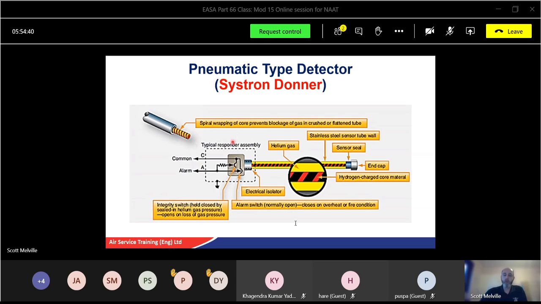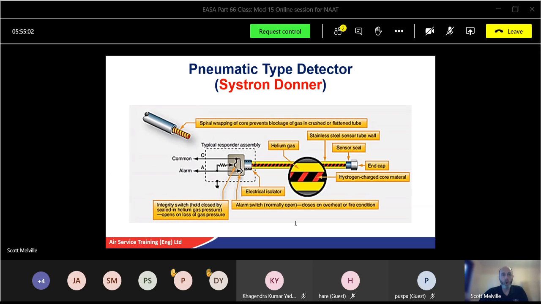So pneumatic type, what is it? It consists of a stainless steel tube, say around here, and it'll have an inert gas. In this case we've got helium gas inside there, with a hydrogen-charged core, and obviously any heat is going to expand that gas.